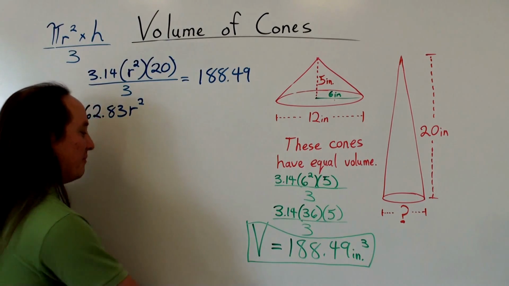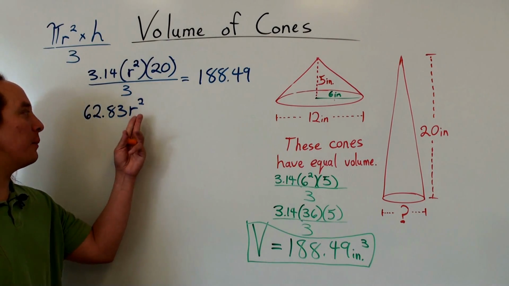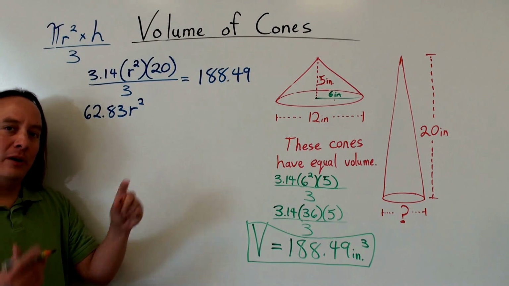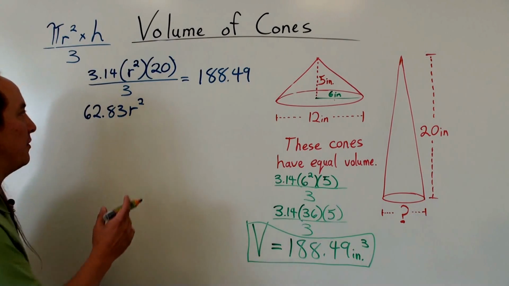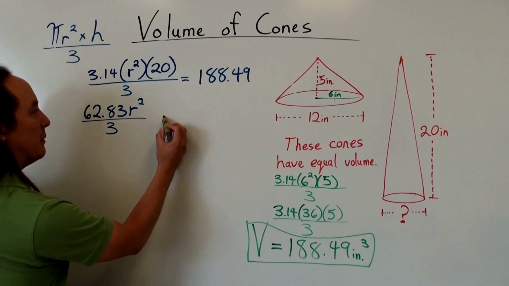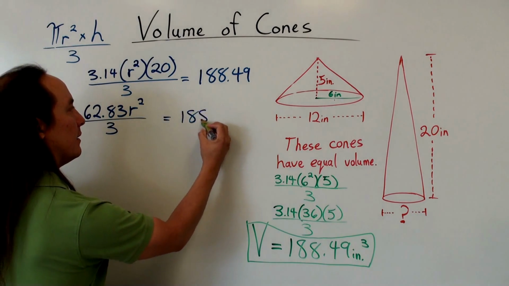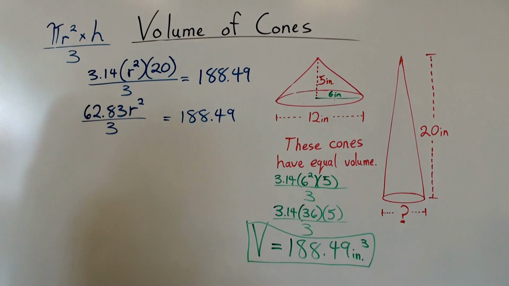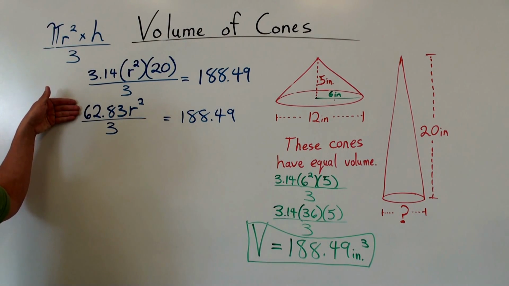All right, so there's no confusion that they're distinct terms. 62.83 and r squared are different, so we don't need parentheses. Divided by 3, we haven't done that yet, is going to be equal to 188.49. Now this is the point when my numerator is simplified as much as I can.